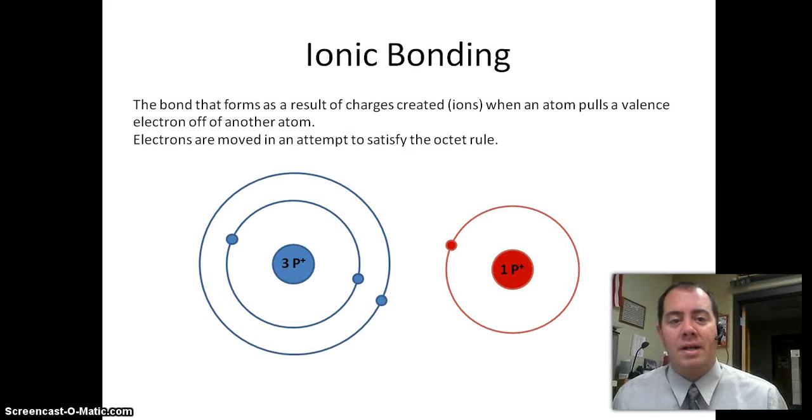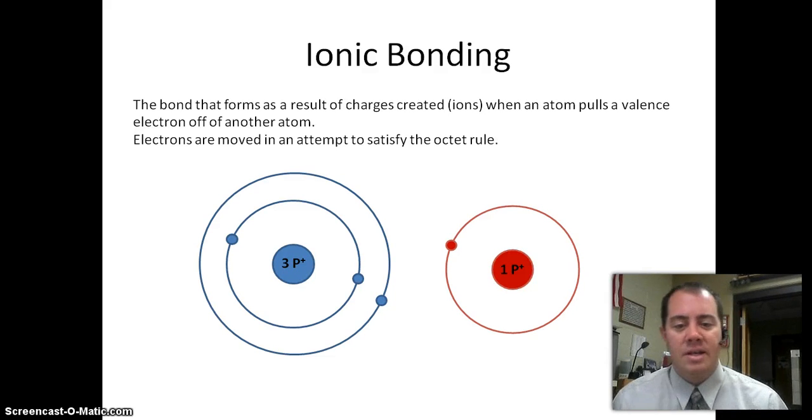And so here's ionic bonding. Ionic bonding is kind of, we'll call it, the middle school of bonding, where it's all about you. Okay, it's about what you can do to satisfy the octet rule. That's what we're trying to do here. And so we're taking things from other atoms to try to satisfy the octet rule.